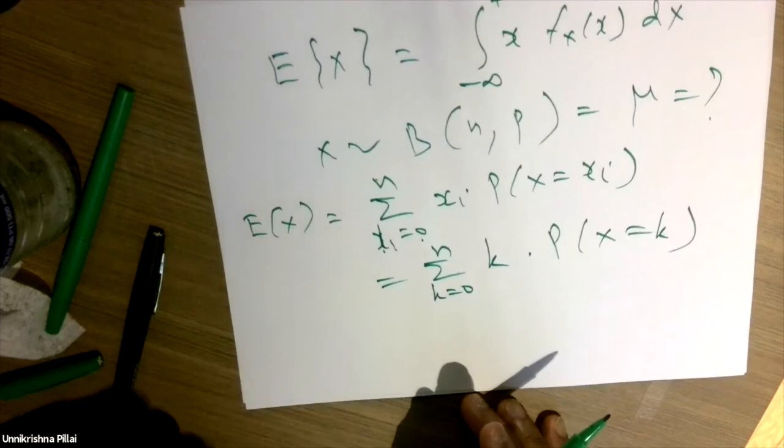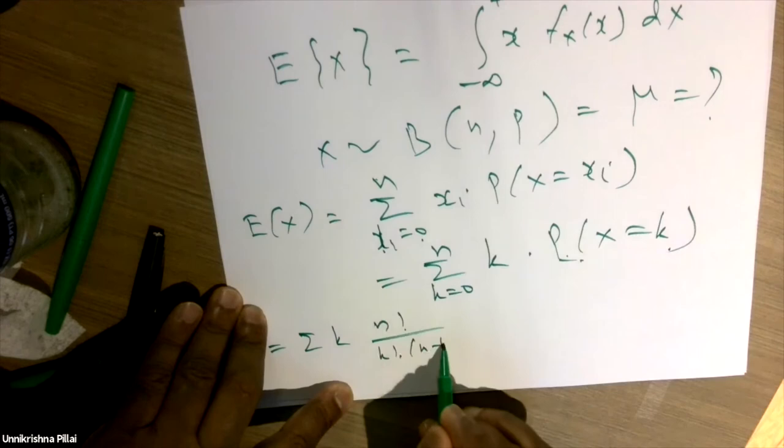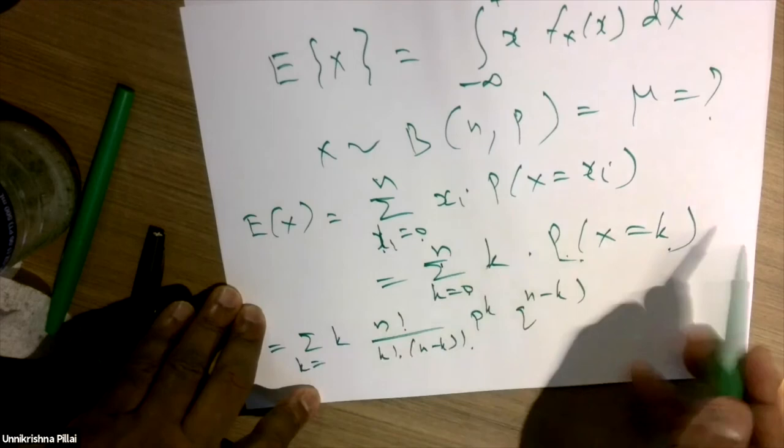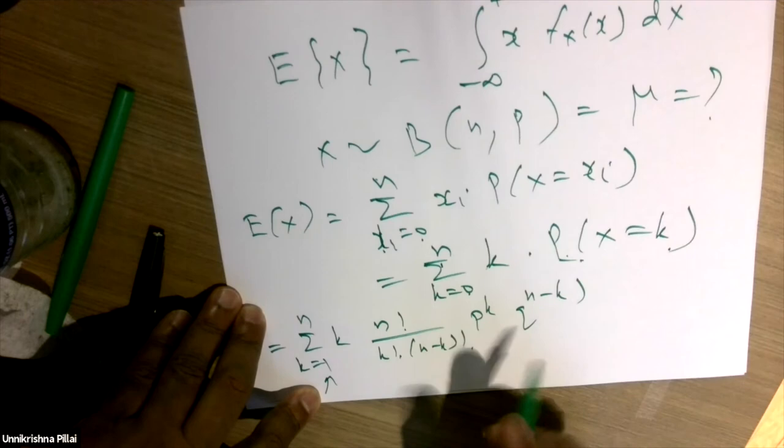So this is the summation of k times, if it is binomial, n choose k, n factorial over k factorial, n minus k factorial, p to the power k, q to the power n minus k. Look here, k goes from 0 through n. But let's be careful. When k is 0, the whole thing gets wiped out. So k goes from 1 through n. That's good enough, right? Look here, I changed to 1, because k equal to 0 has no contribution. Now I can cancel this k with this. I get k minus 1 factorial here.